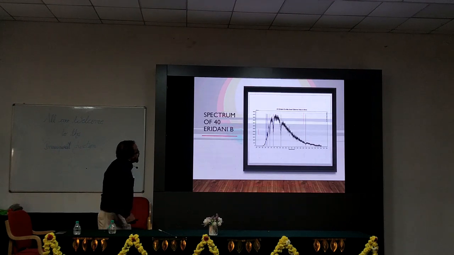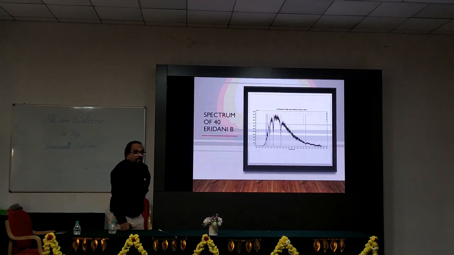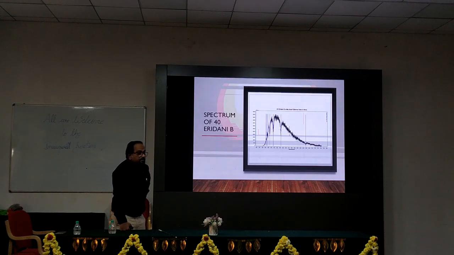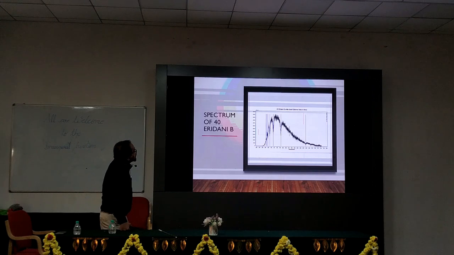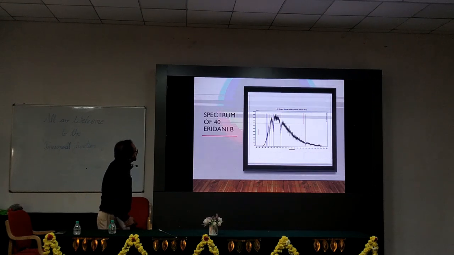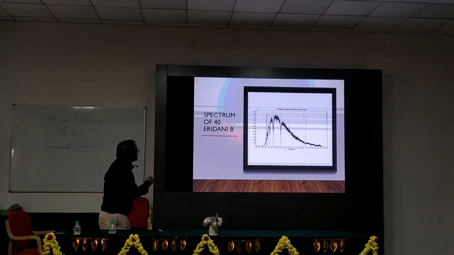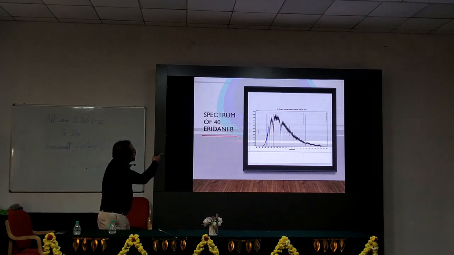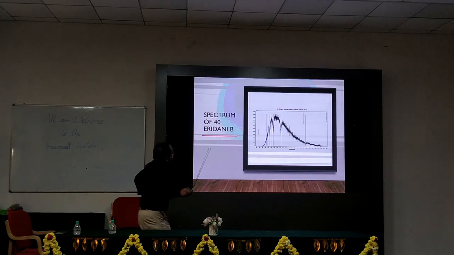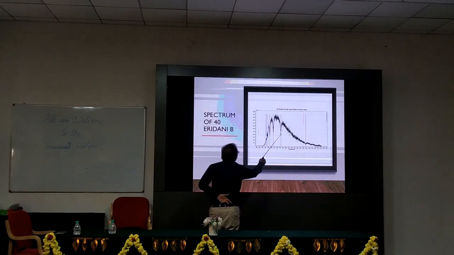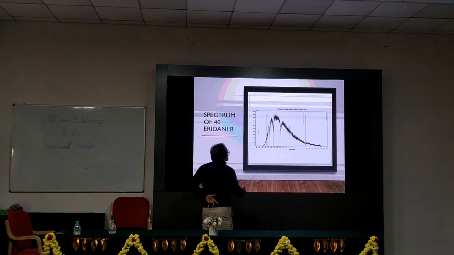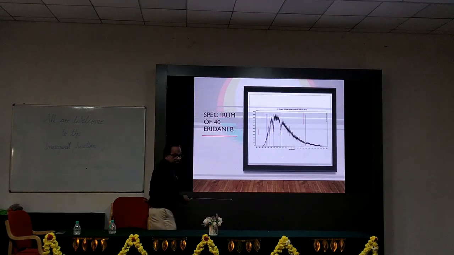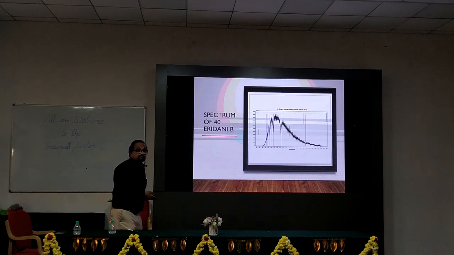Okay, this is a digital spectrum. Now that digital spectroscopy has come of age, you can find a very fine digital spectrum of this particular star, Eridani B. You can see only absorption lines. These are all Balmer lines. You can see here 2, 3, 4, 5 Balmer lines, showing that a lot of hydrogen is there in the atmosphere.